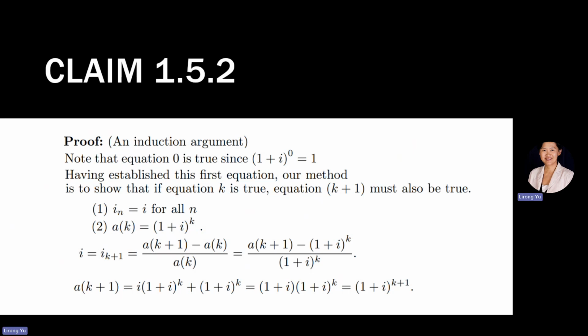So we want to show that if it holds for the time interval k, then for k+1, the interest rate is still equal to I. So here's a proof. If you want to calculate I(k+1), what you have to do is look at the time interval from k to k+1.